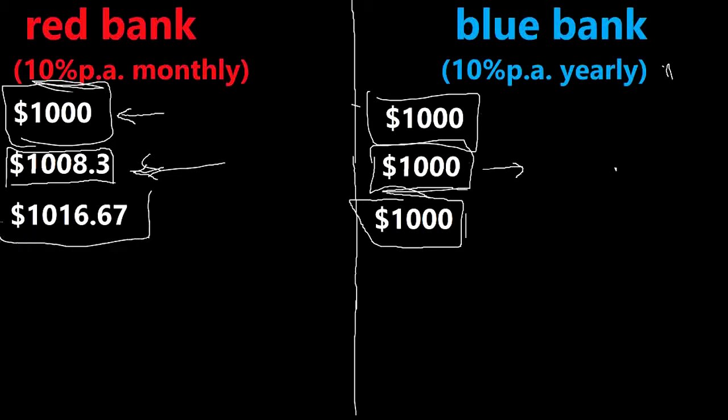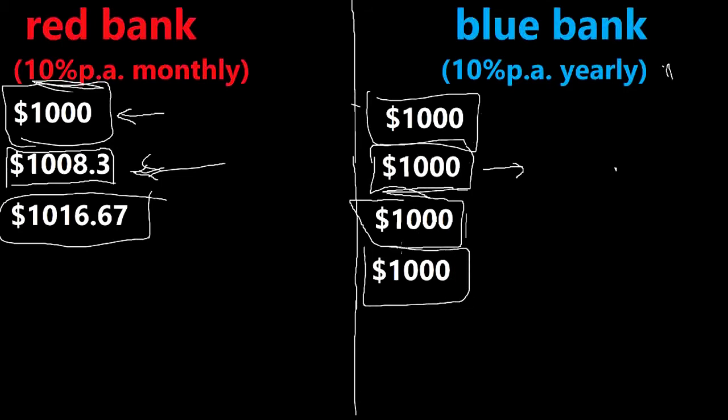So as we can see, our money's already started growing a fair bit in the red bank, but it's still staying the same in the green bank. So we'll do it one more time before we accelerate to the end. So again, in the blue bank, we still have the same $1,000 because the bank only pays that interest once a year. Now in the red bank, however, again going to get that little piece of that 10% per annum.